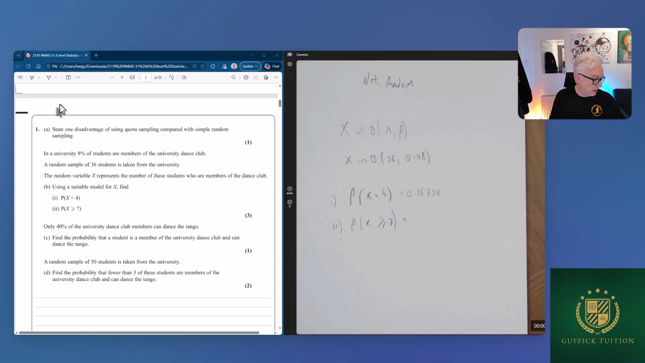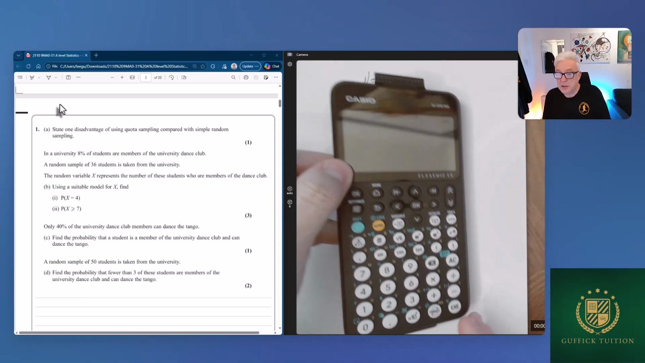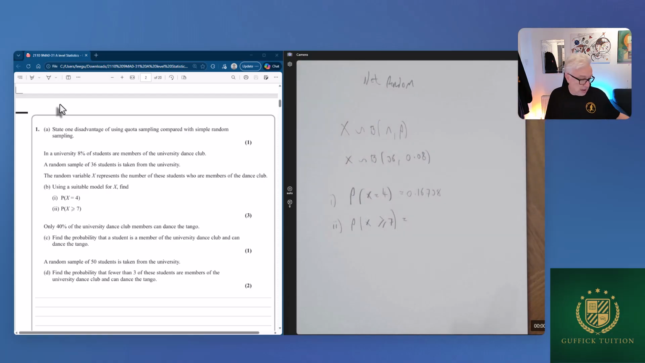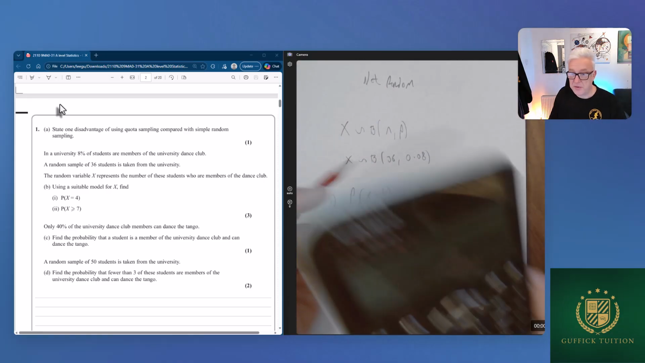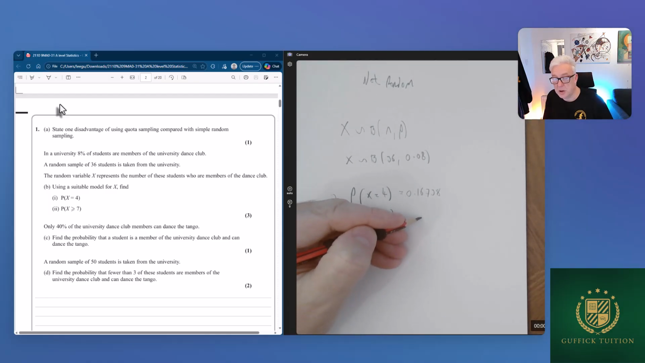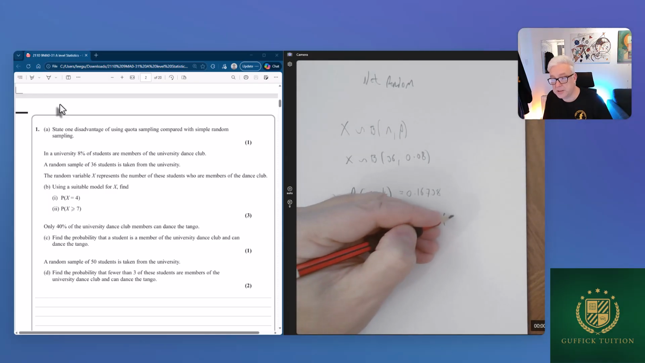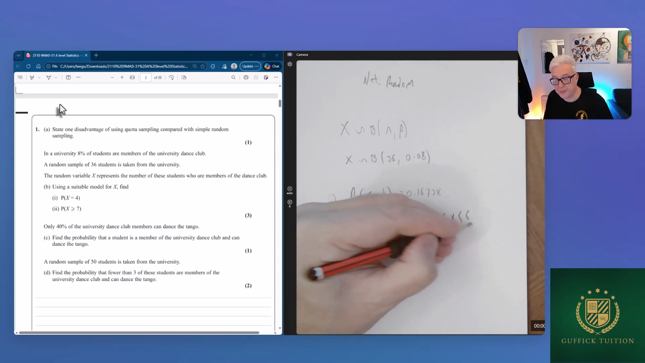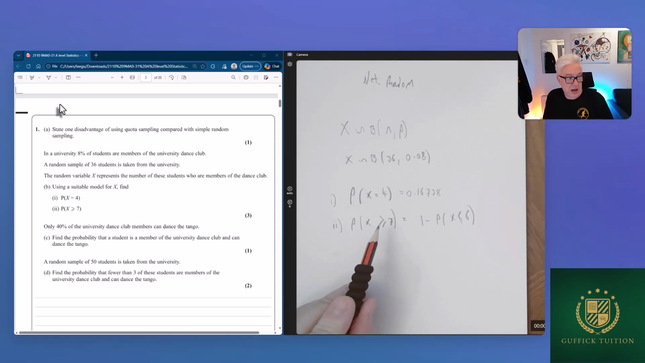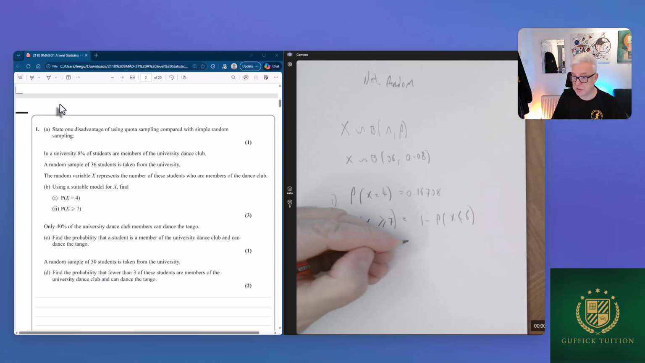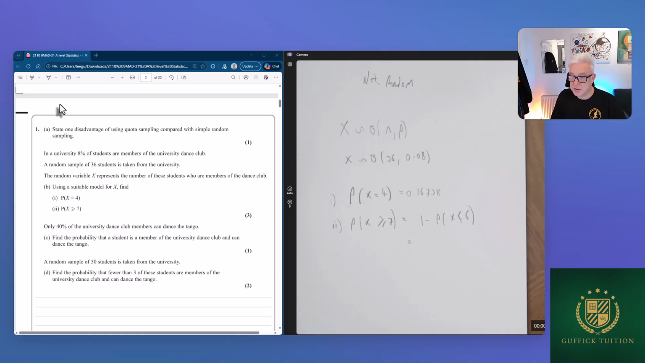Now, if you are using the old fancy Casio CG100, you can work it out directly by just picking the right-hand tail. If you're using a more basic calculator like this, then you're going to need to work out 1 minus the probability of x is less than or equal to 6. Now notice, because it's greater than or equal to 7, that's why it's take away 1 minus less than or equal to 6 there. Okay, so let's have a look at that.